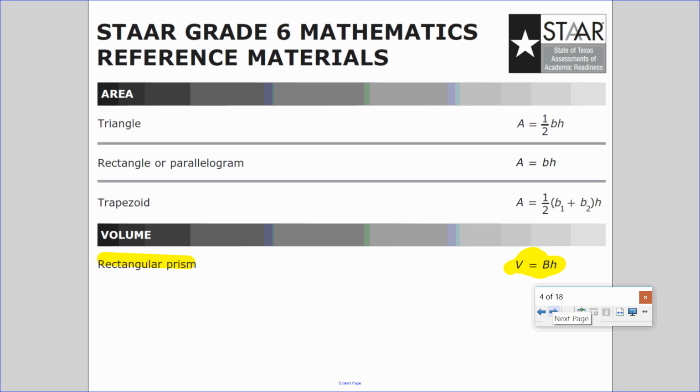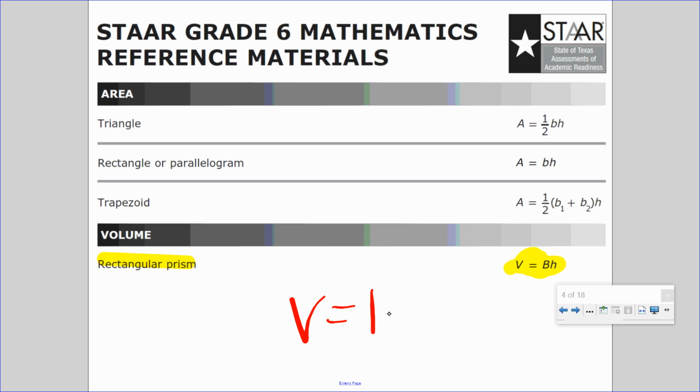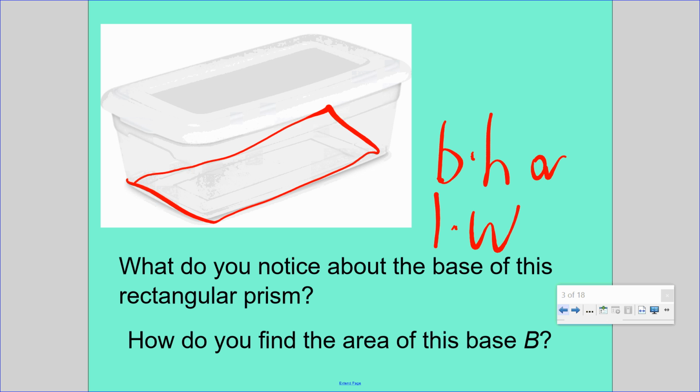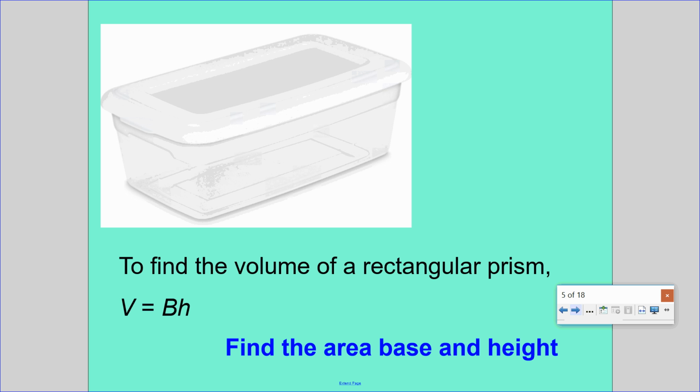So if you look at the rectangular prism, it says V equals capital B H. In science class, I know your science teacher teaches that volume equals length times width times height for a rectangular prism. So that is true. The capital B represents the area of the base. What's the area of the bottom, the base of the prism? It is length times width, or base times height. So to find the volume of the rectangular prism is V equals capital B H.